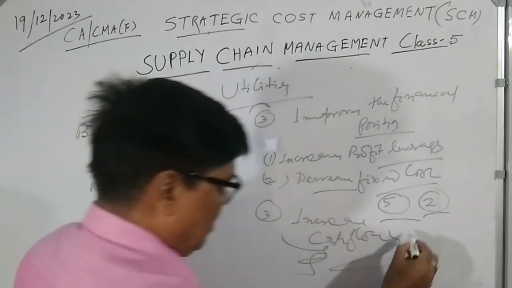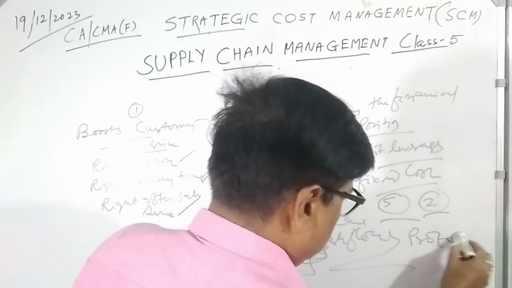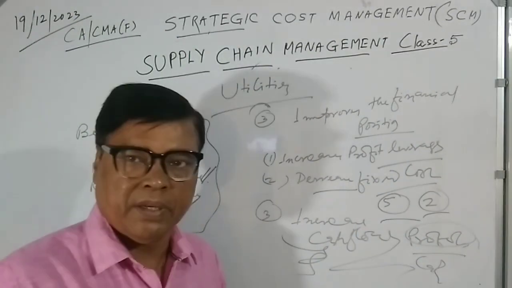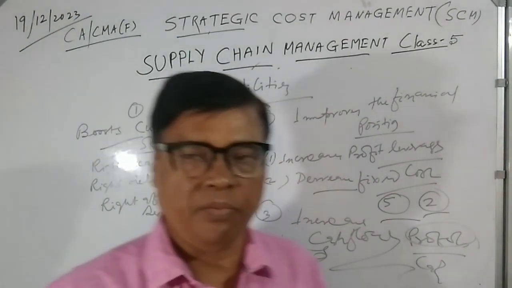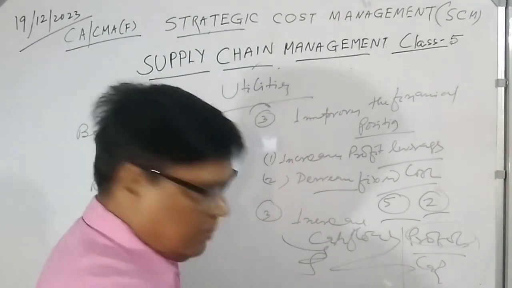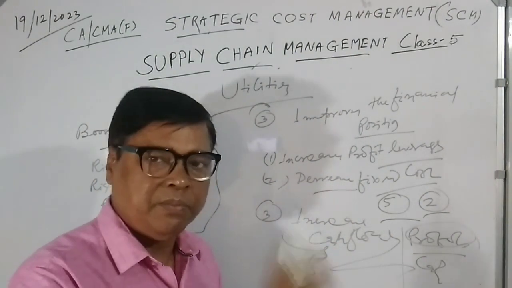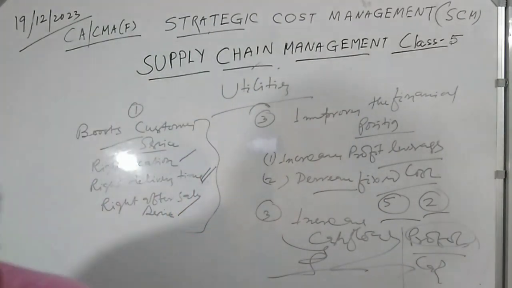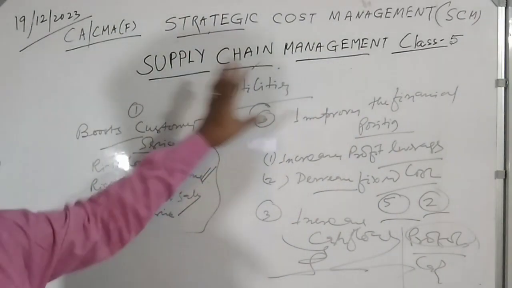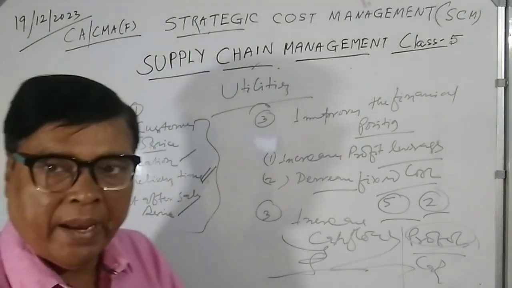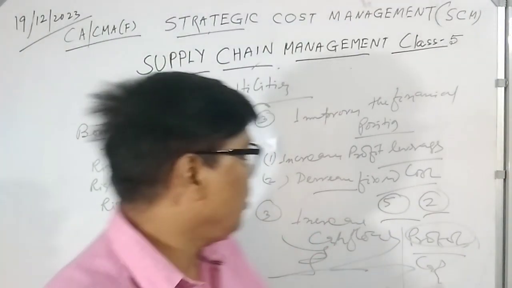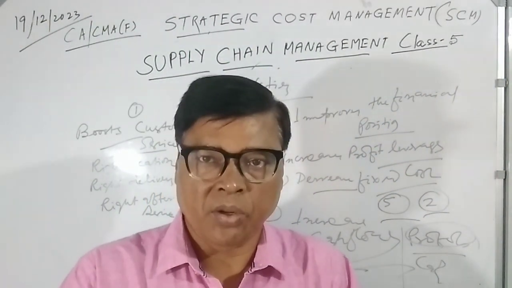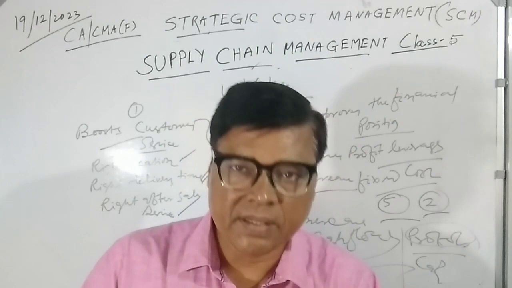Profit versus cash flow we have discussed in another chapter. Profit may not be the only yardstick of your business organization. You have to make a balance between profit and cash flow, then only will you be able to stay in the market. So today we have discussed supply chain management in detail, and we will be going on to other chapters in strategic cost management subsequently for your CMA final level exam.